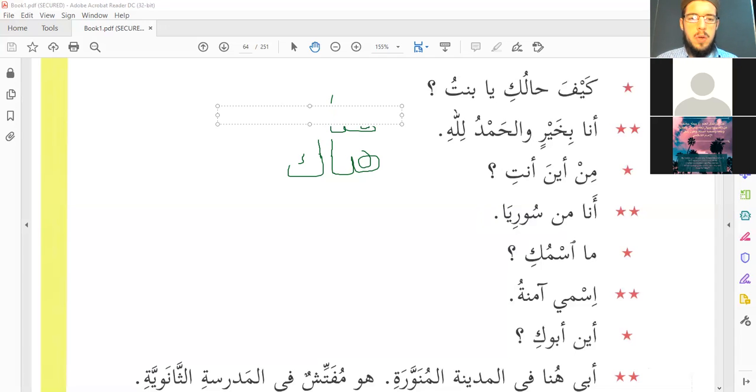Okay. So huna would translate as here, and colloquially in street talk in most of the Arabian Peninsula, they say hina instead of huna. The classical Arabic is huna. So on the street, you'll hear hina. And hunak is there. Okay, this is something that recurs throughout Arabic.